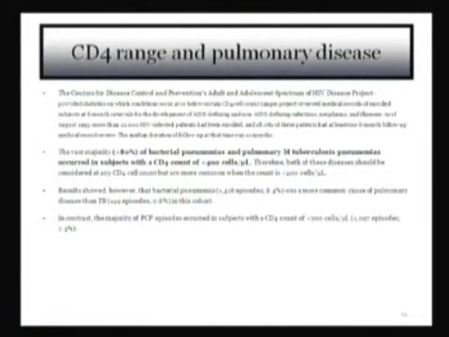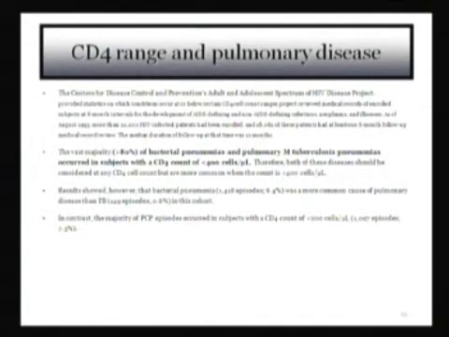The CDC also looked at this, and most of the data we have come from this study, the Adult and Adolescent Spectrum of HIV Disease Project, conducted by the CDC, that provided information on thousands of people. They followed 22,000 HIV-infected individuals over time, and not only for pulmonary disease, they were looking at everything. And specifically looking at the lungs, one conclusion was that the vast majority of bacterial pneumonias and pulmonary tuberculosis occurred in subjects whose CD4 count was less than 400.